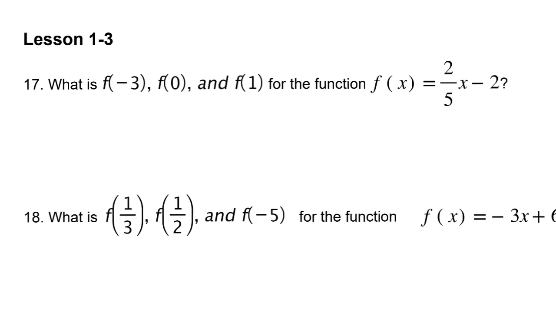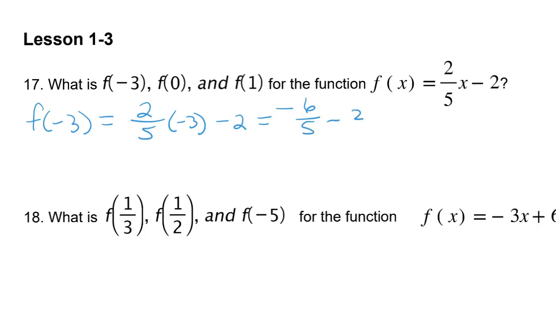Okay, you're going to input these values into the function. So f of -3 is 2/5 times -3 minus 2, and so it's -6/5 minus 2, and if I'm not mistaken, -6/5 minus 10/5, because 10/5 is 2. So you have -16/5.